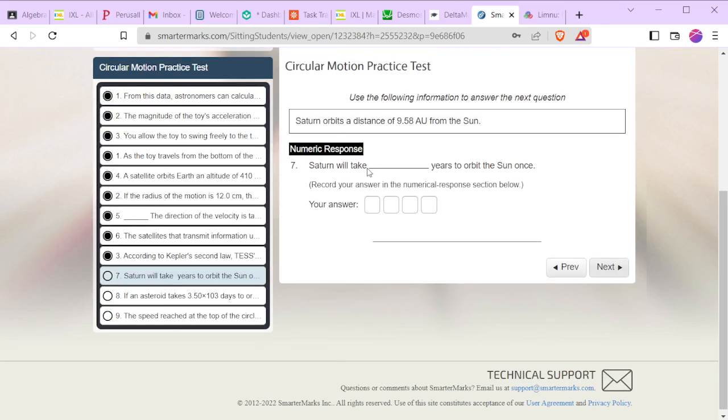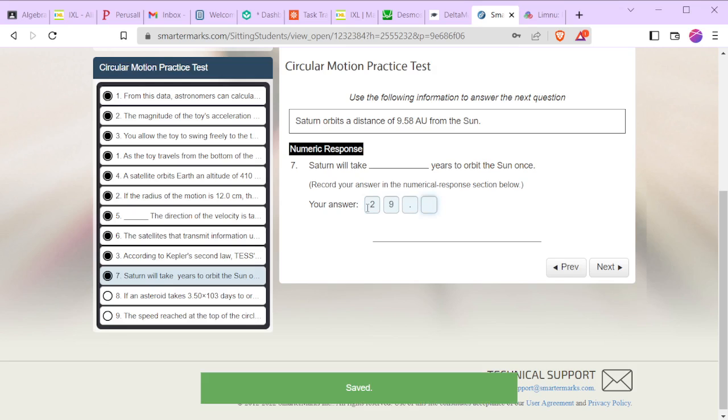Now, Saturn orbits a distance of 9.58 AU from the Sun. And they're asking about the orbit in years. So yeah, this is the T squared equals r cubed. So this is going to be the square root of 9.58 cubed. So we can go through all the rigmarole with the exact numbers, and it'll round to the 29.6.